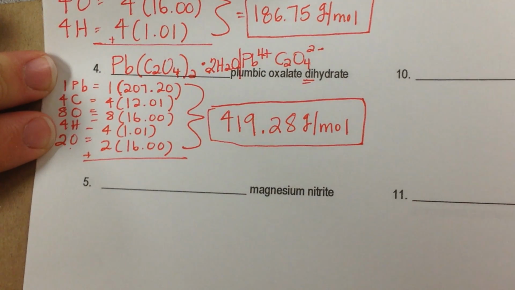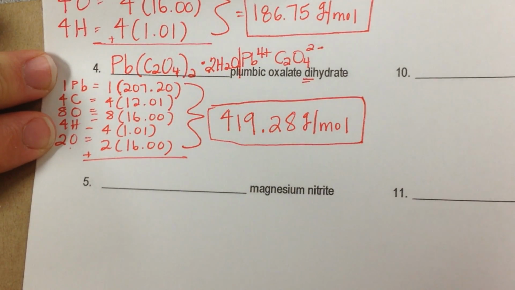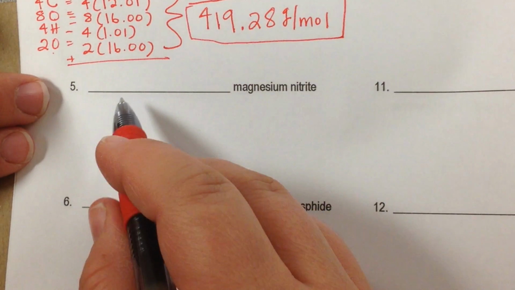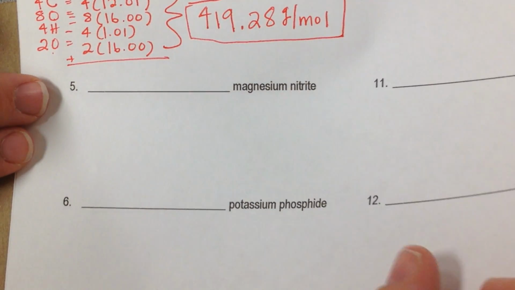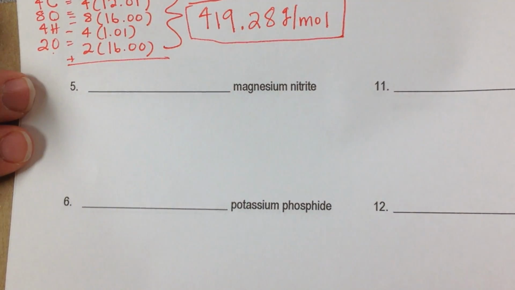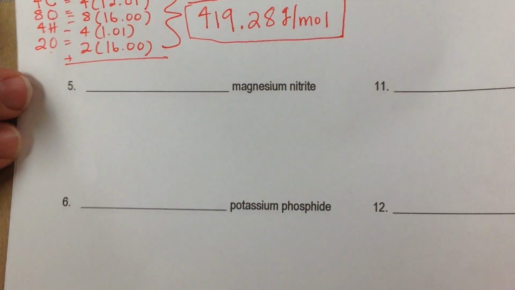Now what I'm going to do is just go through the rest of these and make sure that you have the right formula, and maybe that'll be kind of a refresher from Unit 4. But as far as the work, it is the same for adding up the masses. Count the number of atoms you have, and then you get the masses from the periodic table, add them up.